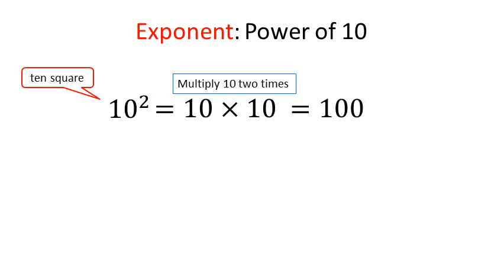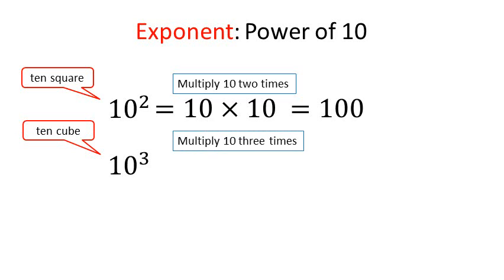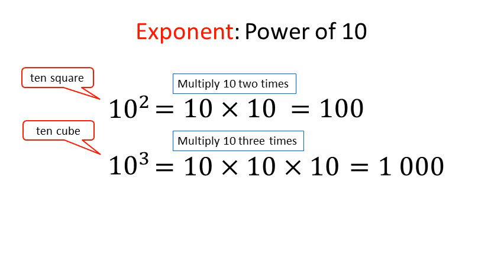Next example, 10 and a small 3. We call it 10 to the power of 3, or 10 cubed. This means multiply 10 3 times. So it is equal to 10 times 10 times 10, which is 1000.